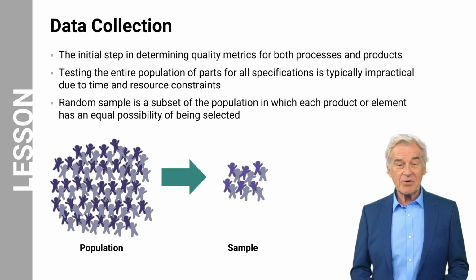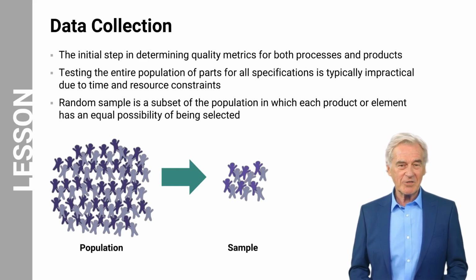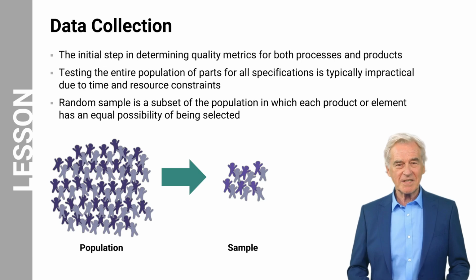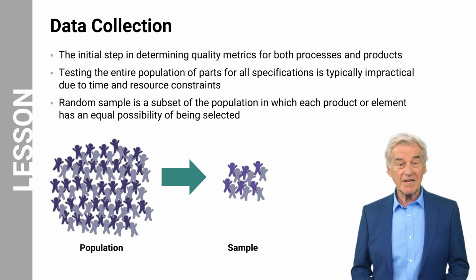Data collection is the first step to determining the quality of a process or product. In a manufacturing environment, it is not always feasible to test every part produced for every important characteristic or specification. Testing the entire population of the product would take enormous effort and time. Statistics tells us that if we take a large enough sample or subset of the population, it can tell us enough about the population to draw adequate conclusions that will impact decision-making.